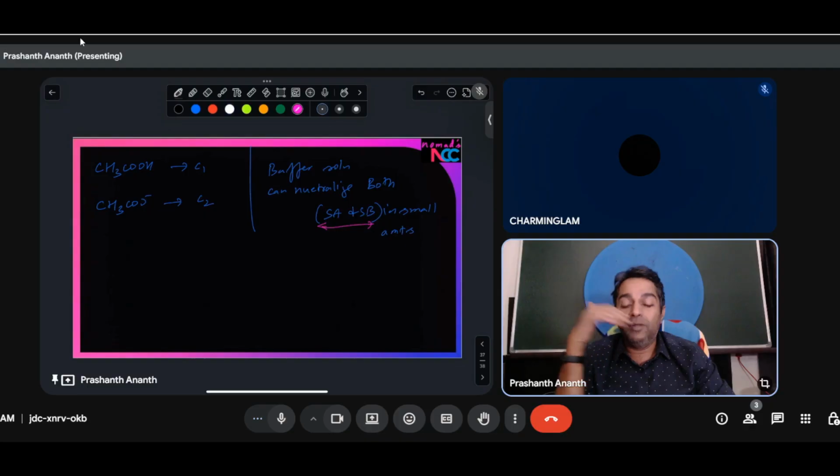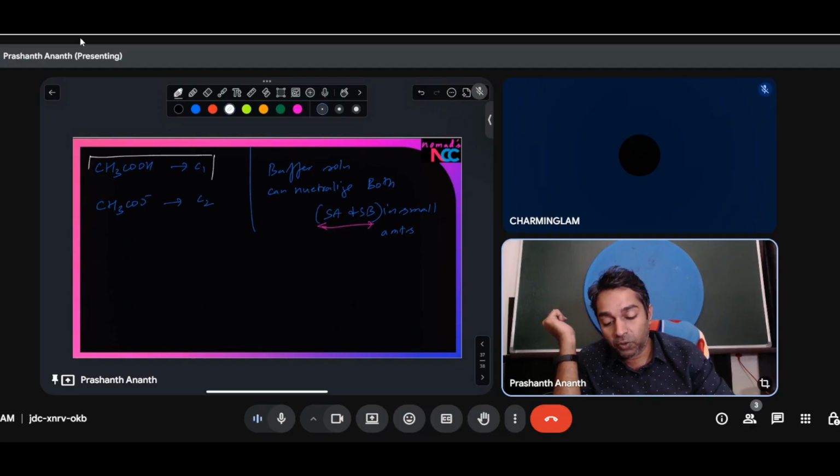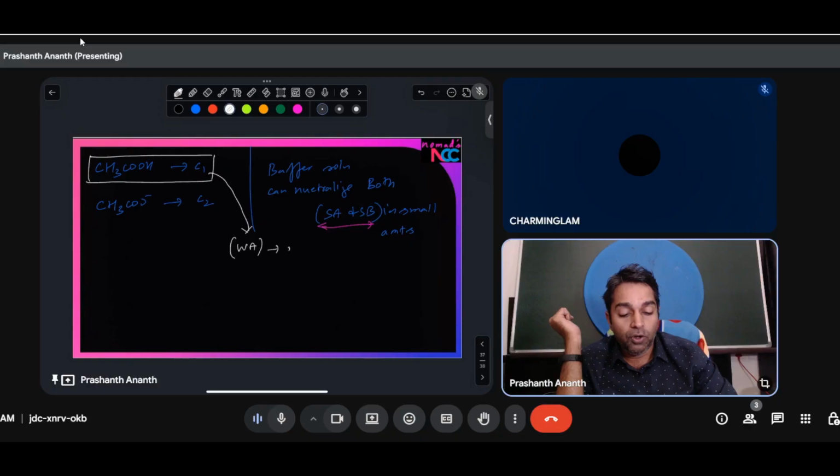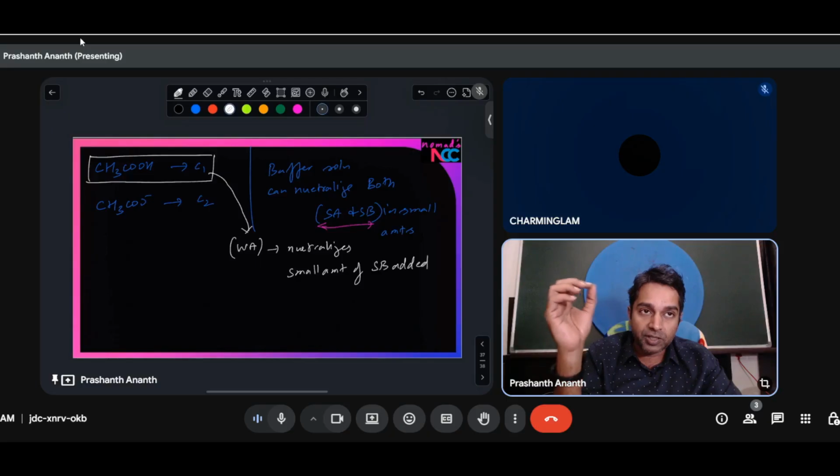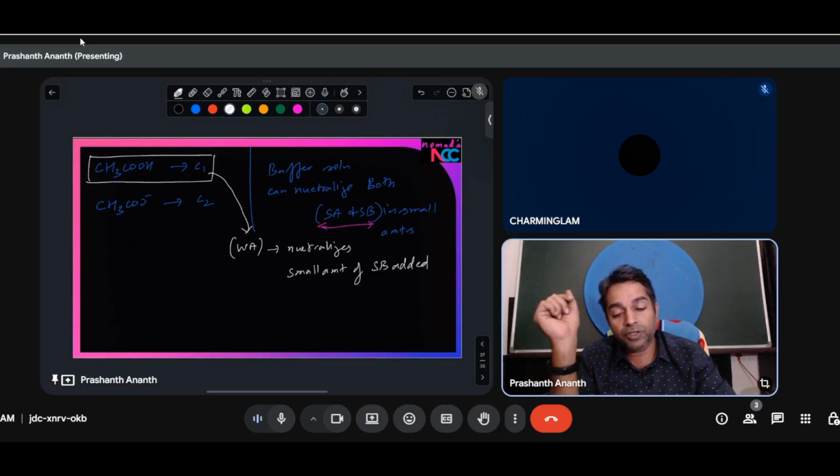So, the CH3COOH which is present over here is going to be a weak acid. So this fellow neutralizes a small amount of strong base added. If I add a tiny bit of a strong base to this solution, to this solution containing both of them.